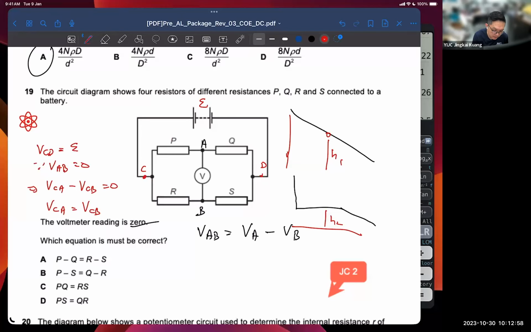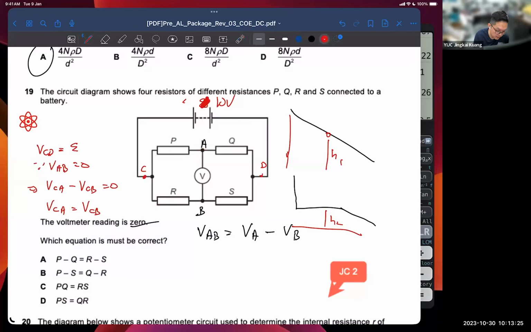So what I'm saying is, if this guy, let's just take a number here, let's say this is 10 volts. If across P it drops by 5, this guy also must drop by 5. If this one drops by 3, this one also must drop by 3. So it's an equal drop in that sense.